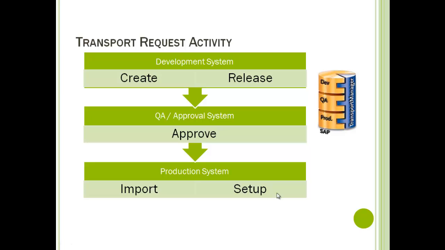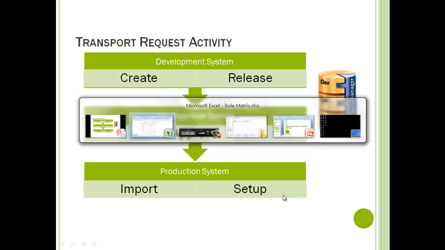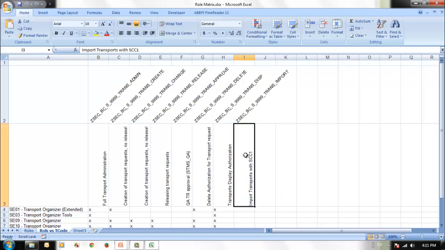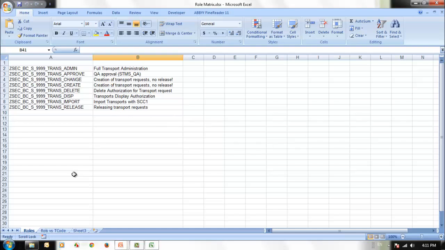Let's see how to create an authorization concept for this setup, for creation, releasing, approval and import. So I already created an authorization matrix for this purpose. Okay, this is an authorization matrix for this purpose. What we did initially is we went to the roles and found out how many roles are required. In this scenario we required 8 roles.